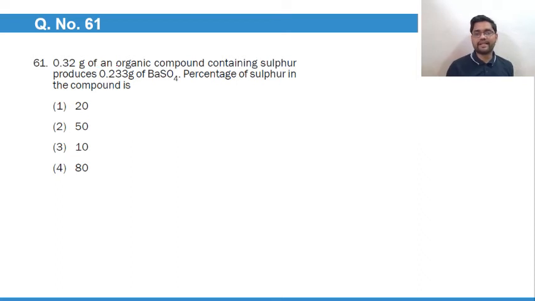Question 61: 0.32 gram of organic compound containing sulphur produces 0.233 gram of barium sulfate. Find the percentage of sulphur in the given compound. The percentage of sulphur is given by 32 by 233 into the weight of barium sulfate, that is 0.233, whole divided by the weight of the given organic compound, that is 0.32, into 100.